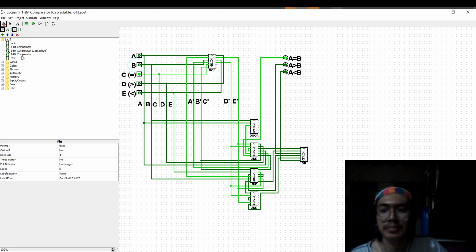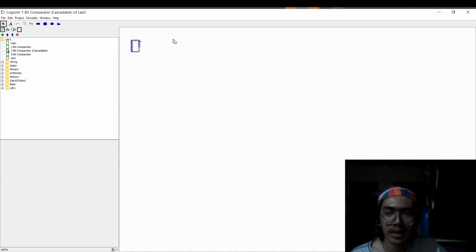So there. And since I created this, I modify the circuit appearance in order to make it cascadable. The three outputs are at the very top of the right side, and the three inputs from the previous comparator are from the lower left side. The three inputs right here.